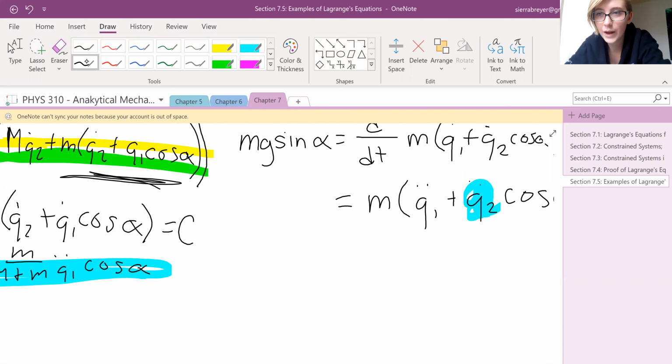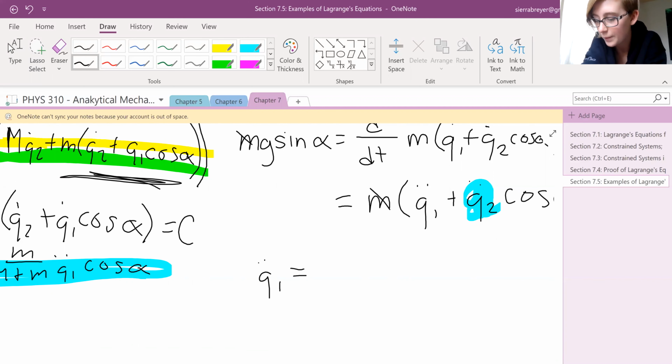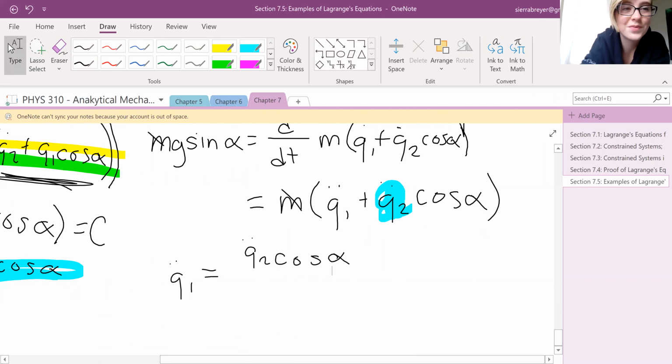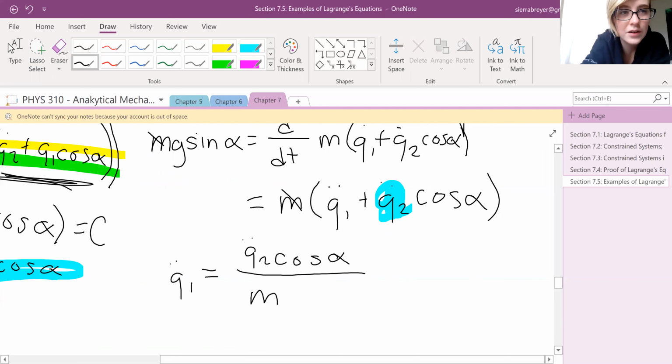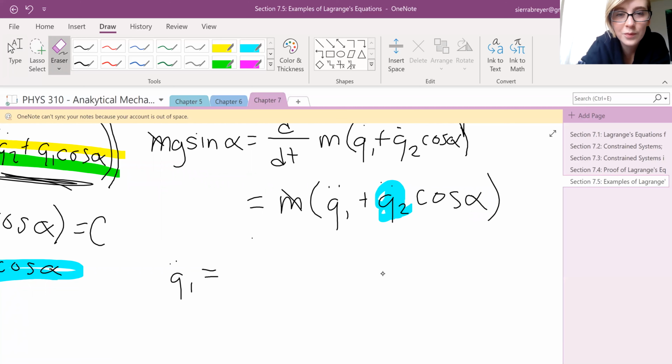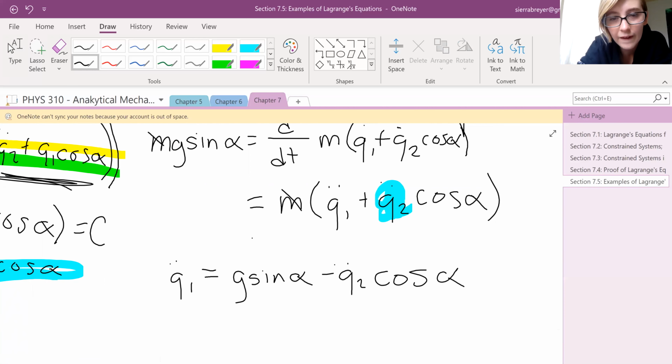Okay. I'm gonna solve for Q dot dot 1 before I even touch that, because right now these cancel. And that's nice for me. Q dot dot 1 will be equal to Q2 dot dot cosine alpha. Yes, cosine alpha, all over M. I don't know why I wrote it like this. That most certainly was not the most correct answer I could give. Because it's just G sine alpha minus Q2 dot dot cosine alpha.